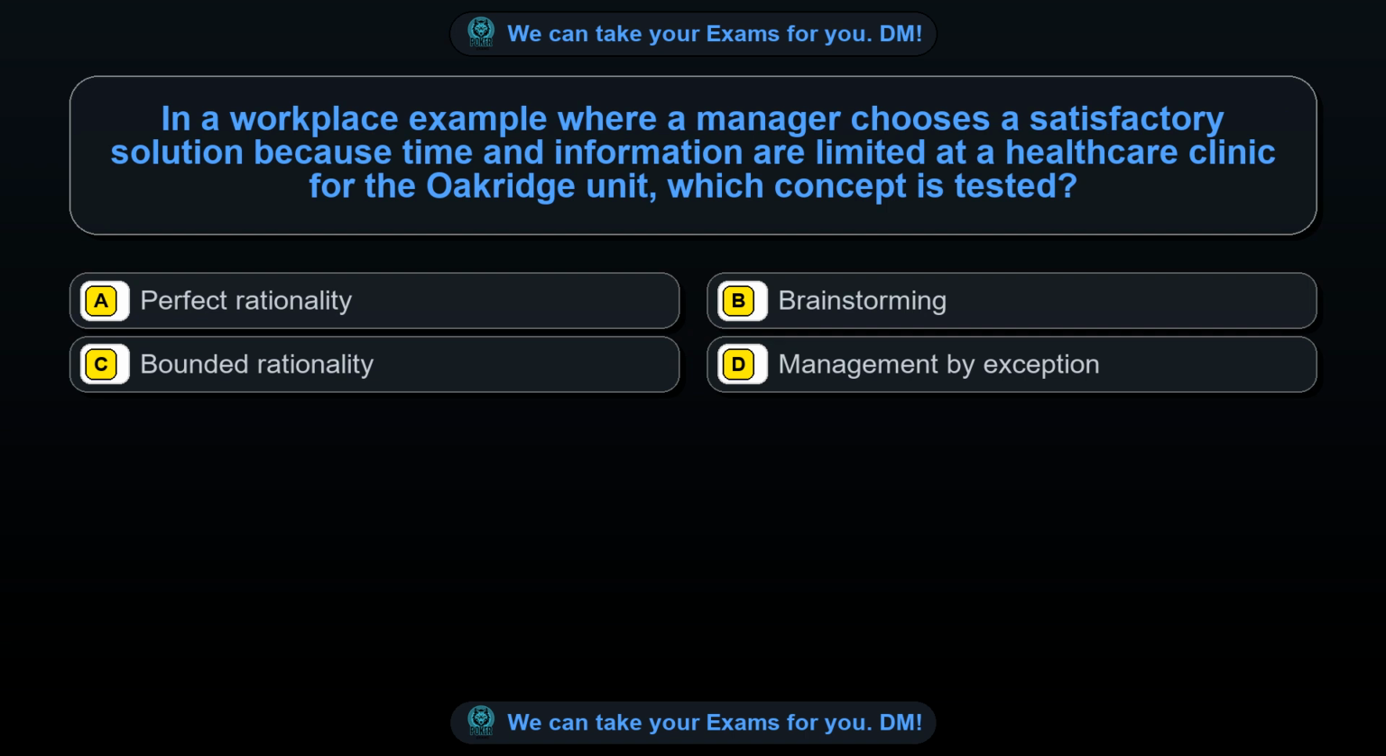Question 9. In a workplace example where a manager chooses a satisfactory solution because time and information are limited at a healthcare clinic for the Oak Ridge unit, which concept is tested? Option A, perfect rationality. Option B, brainstorming. Option C, bounded rationality. Option D, management by exception. The correct answer is option C, bounded rationality.